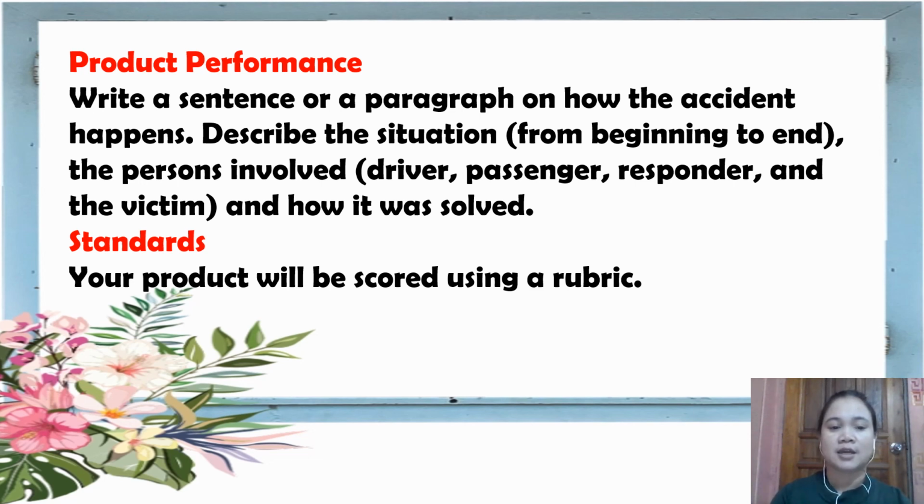Okay. Your product will be scored using the rubrics. If you're finished answering, let's evaluate and let's create. You can now have your work pictured and send it to our Messenger GC.